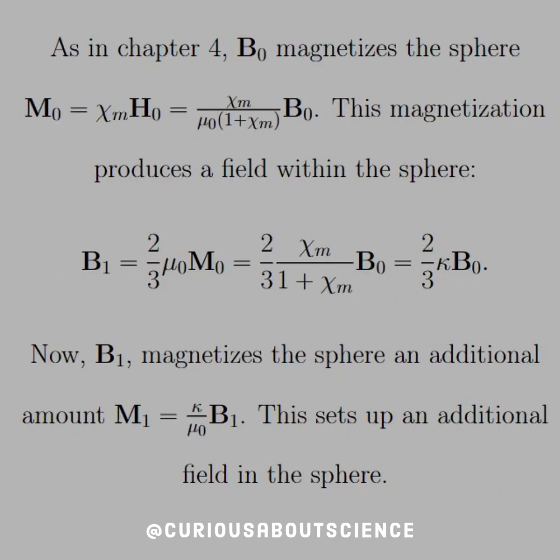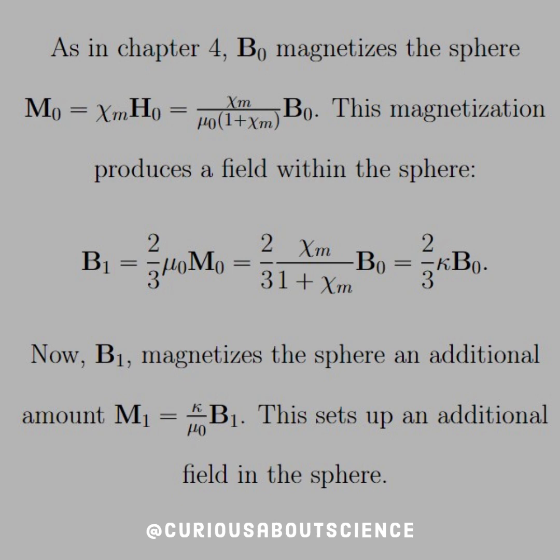So since we've seen it before, we'll use what we know from before as well. So as in chapter 4, B naught magnetizes a sphere, M naught equal chi m H naught, and then plug it through. And then in turn, this magnetization produces a field within the sphere, so we get this iterative loop back and forth, back and forth. Okay, so what does this converge to?